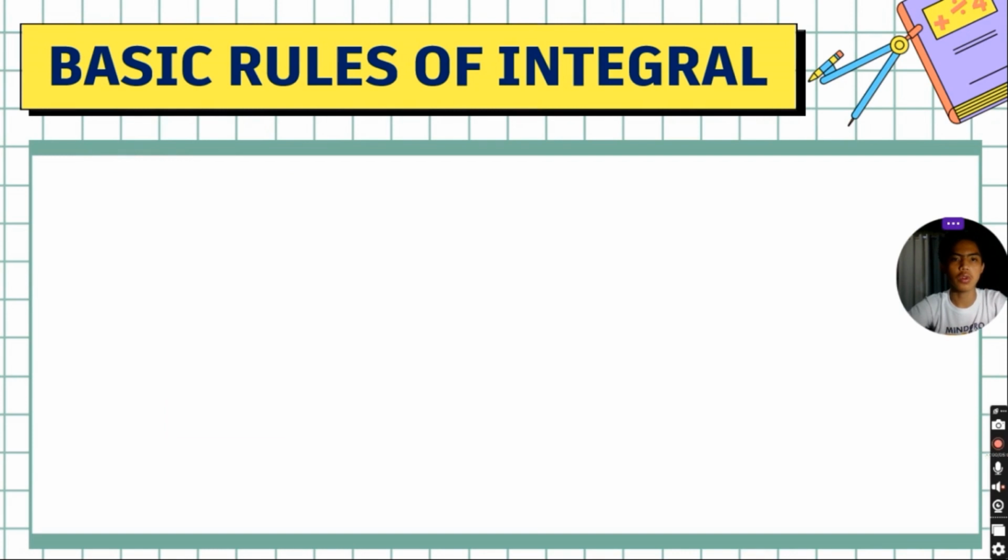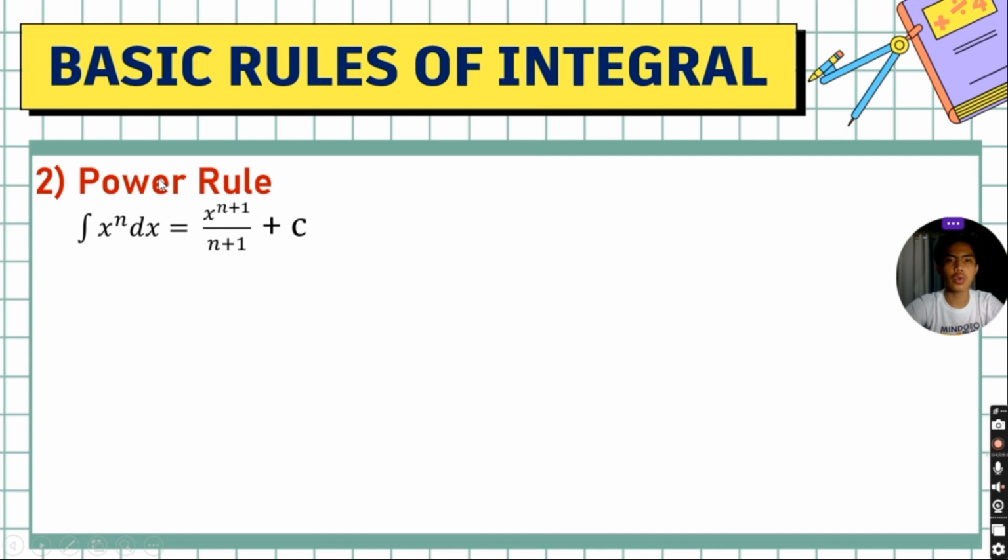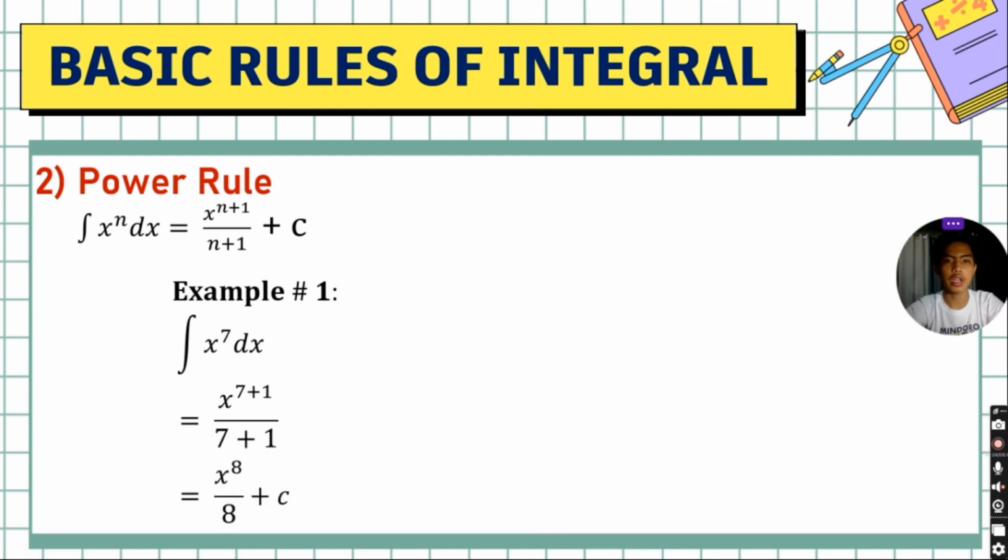So the second rule is called the power rule, where the integral of x raised to n dx is equal to x raised to n plus 1 all over n plus 1 plus c. First example, the integral of x raised to 7 dx. Based on the formula, we will just add 1 to the exponent all over the value of the exponent plus 1. Therefore, the final answer is x raised to 8 all over 8 plus c.